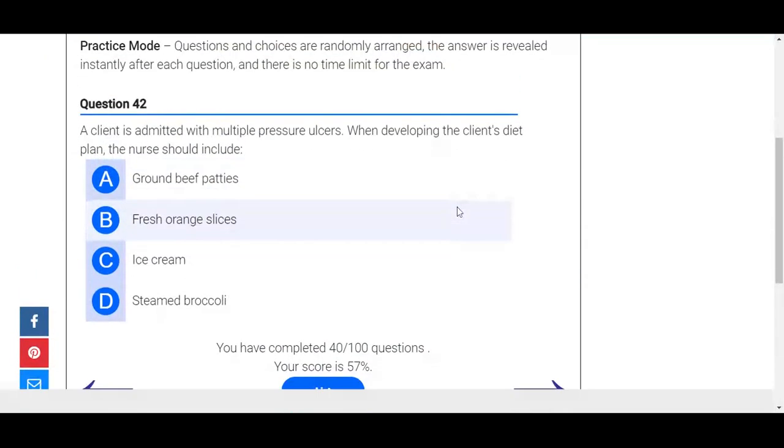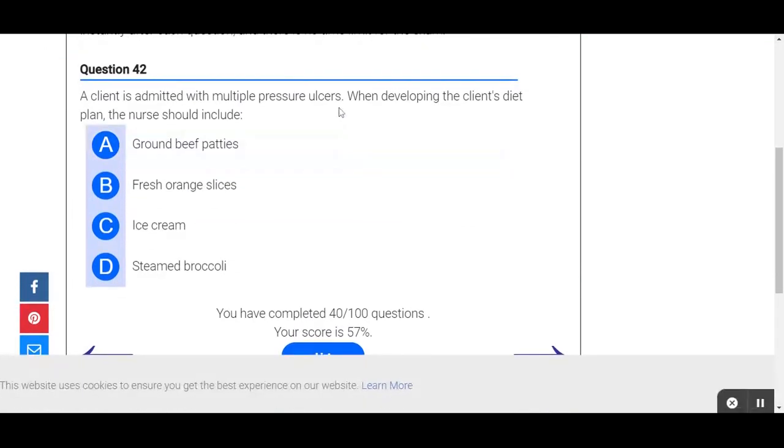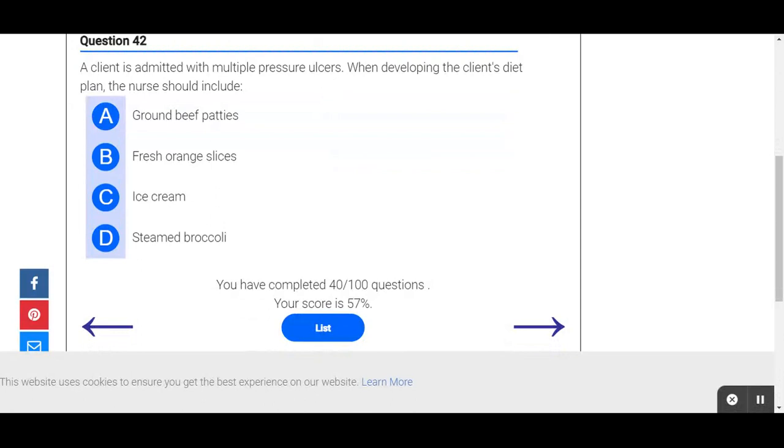Let's hear. A client is admitted with multiple pressure ulcers. When developing the client's diet plan, the nurse should include, we're talking about multiple pressure ulcers, right? Ground beef patties, fresh orange slices, ice cream, steamed broccoli. Pressure ulcer, we're going to need fiber.